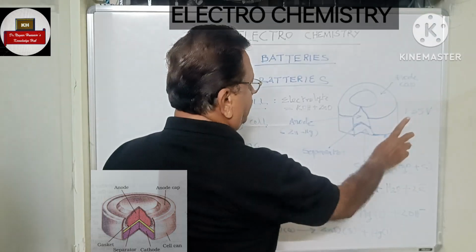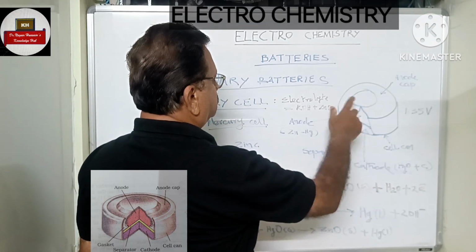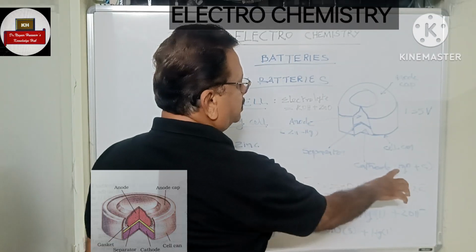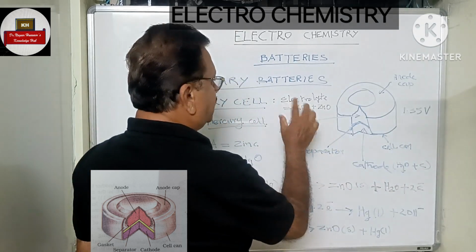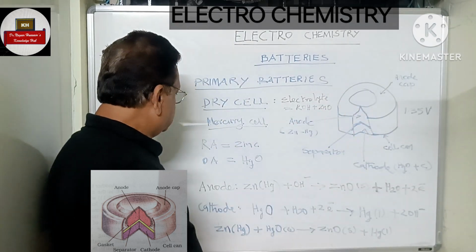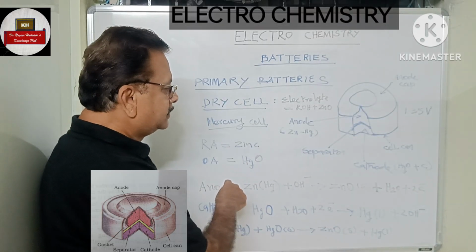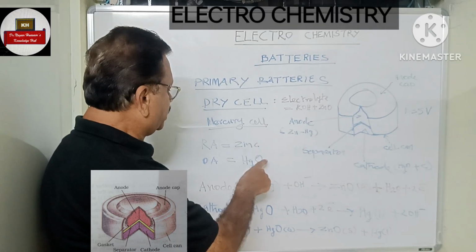It gives 1.35 volt. The anode is a cap made of zinc amalgam, and the cathode is mercuric oxide plus carbon. The electrolyte they fill inside is potassium hydroxide and zinc oxide. So the reducing agent is zinc, and the oxidizing agent is mercuric oxide.